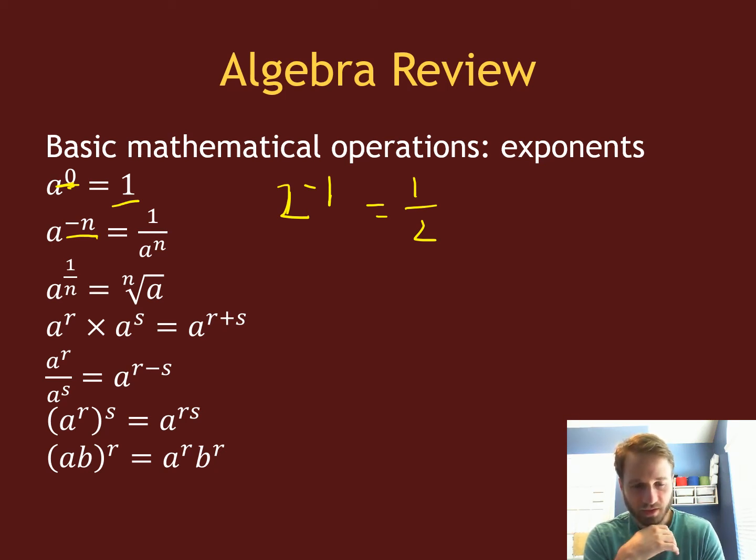And then some things with powers. If I have the same base a, and I multiply a to the r times a to the s, it's the same thing as a to the r plus s. Similarly, a to the r divided by a to the s is the same as a to the r minus s. And if I have a to the r, raised to the s power, then that's actually a to the r times s.